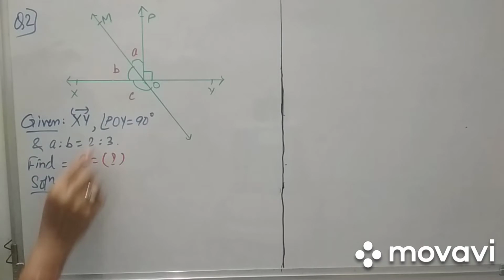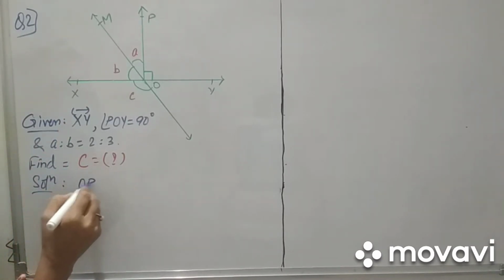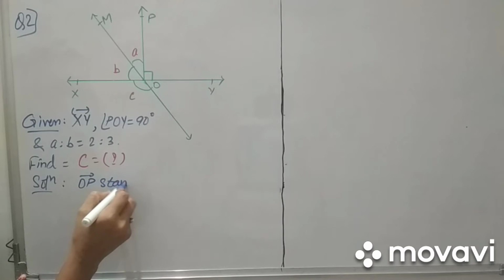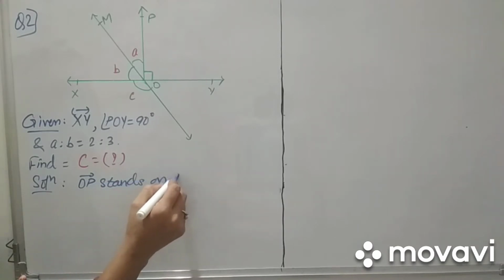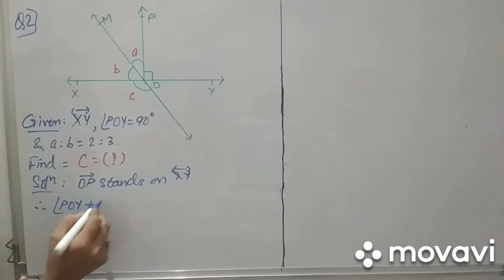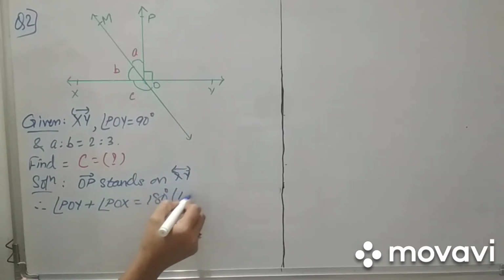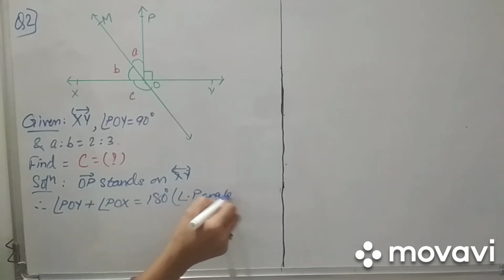And what we have to find? Angle C we have to find out. So how we will solve it? Let's see. Ray OP stands on line XY. Therefore, angle POY plus angle POX is equal to 180 degree. Linear pair angle.